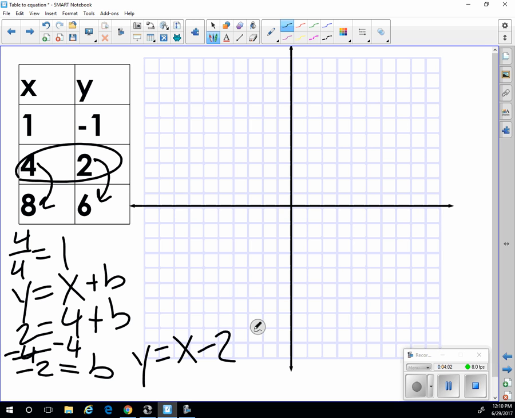Well, let's plot these points: 1, -1, and 4, 2. If I connect those two points, does this line describe something that goes through the y-axis at -2? Yes, it does.